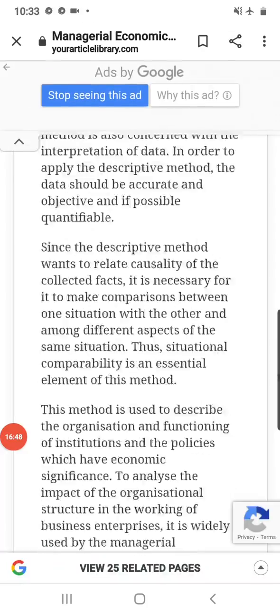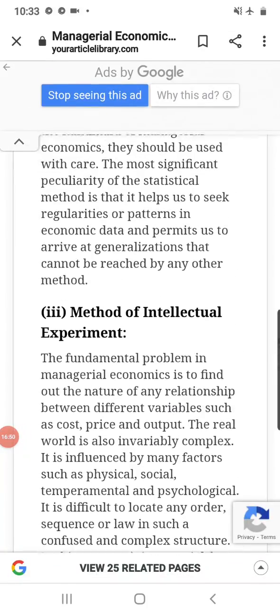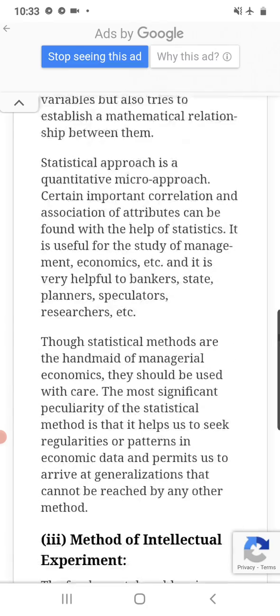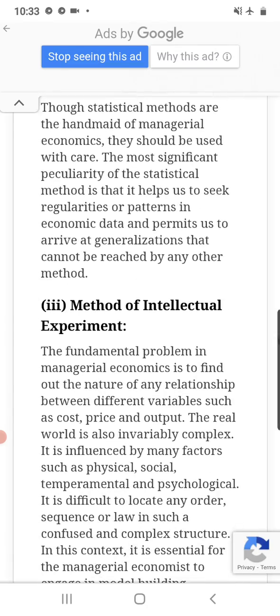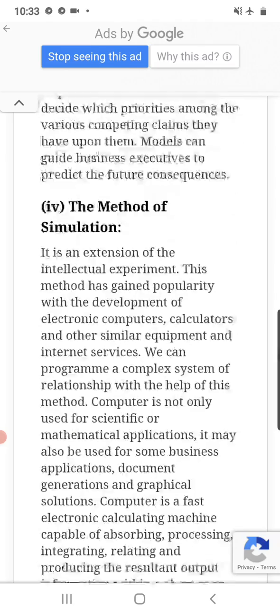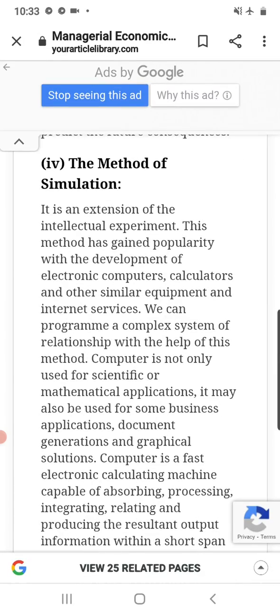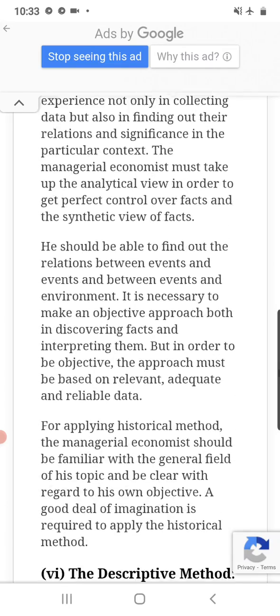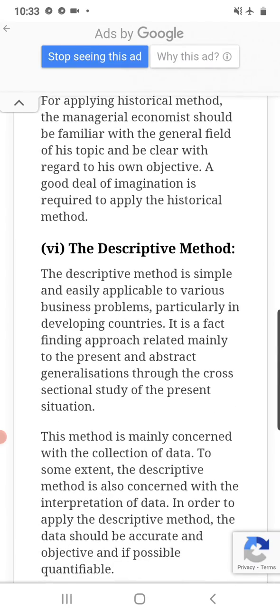This is all about the required techniques which are used by the manager for his decision making. So we again started with the first method, the scientific method. Second one is the statistical method. Third one is the intellectual method or the intellectual experiment method, you can say. Next is the method of simulation. Fifth one is the historical method. Next one is the descriptive method. These six techniques you should use while you are taking the decision regarding business unit.